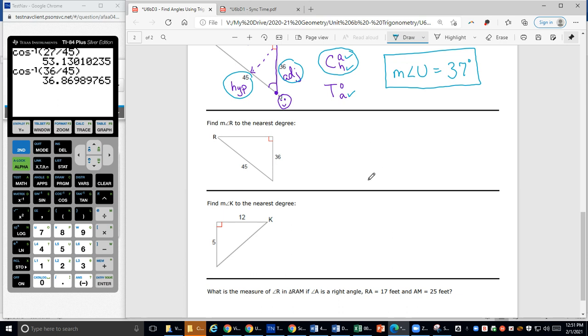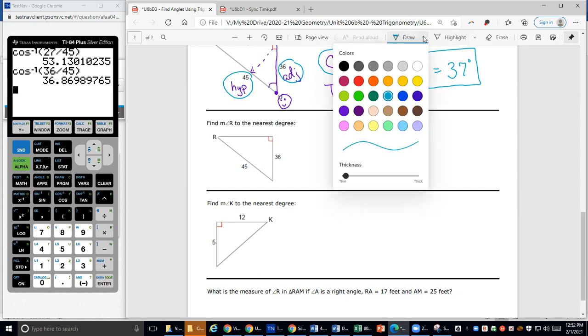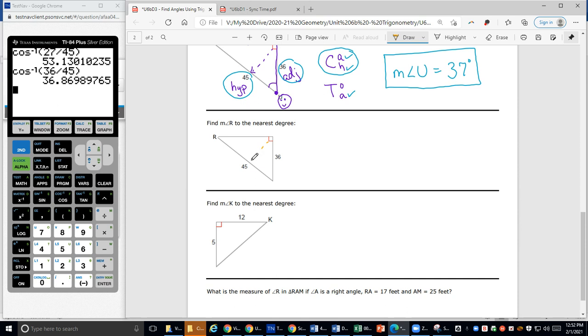Okay, all right, so when I look at this next example, I am going to first find my hypotenuse. My hypotenuse is going to be the 45. Then which angle am I trying to find? I'm trying to find the measure of angle R. So my smiley face is going to go here.